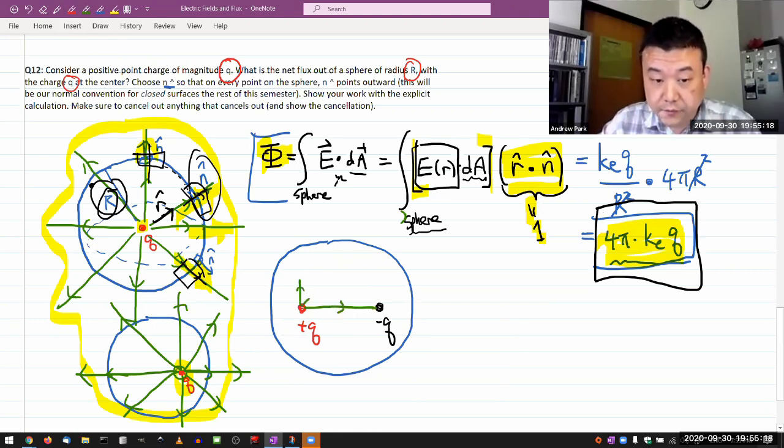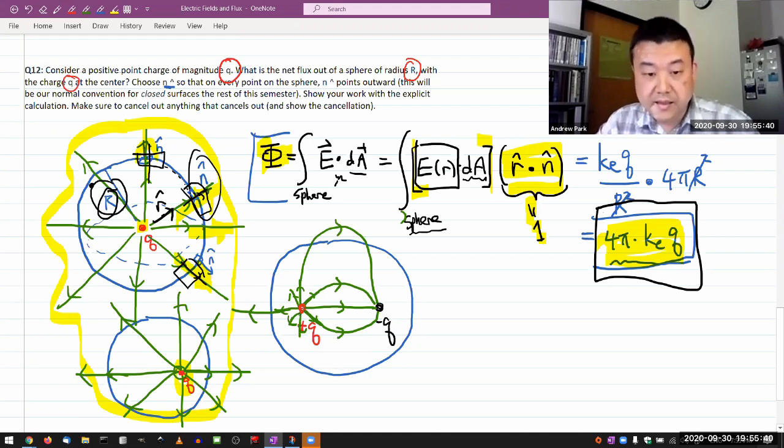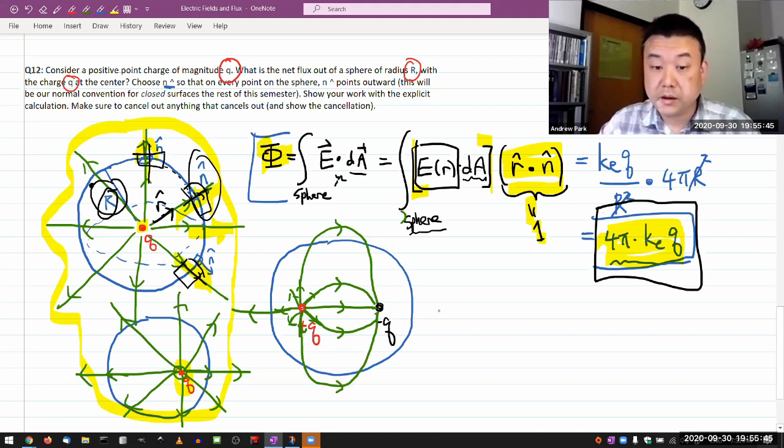8 lines starting from here, and all those 8 lines either going out to infinity, like this one, or landing on the negative charge. It begins on the positive charge and ends on the negative charge. And as you consider these field lines, I hope you see that the net electric flux through the sphere will be 0. Now, it doesn't mean there aren't electric field lines going through the surface.